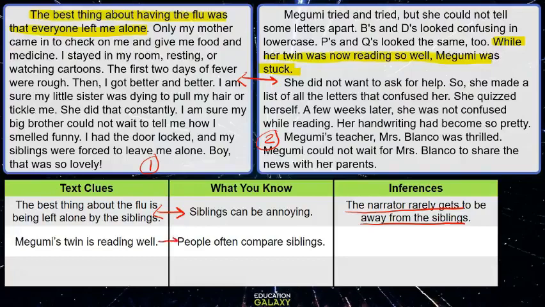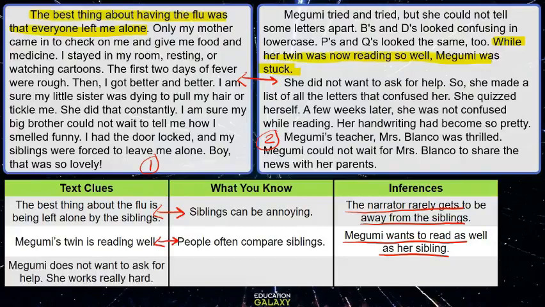So let's put the two together and make an inference, which is Megumi wants to read as well as her sibling. So we know Megumi's twin is reading well. She probably is compared to her sibling, so we can infer that Megumi wants to read as well as her sibling. Megumi does not want to ask for help. She works really hard. Let's find that detail in the passage. She did not want to ask for help. It says so right there in the passage. And then it shows how she works really hard. This whole second paragraph shows Megumi working really hard for her goal.